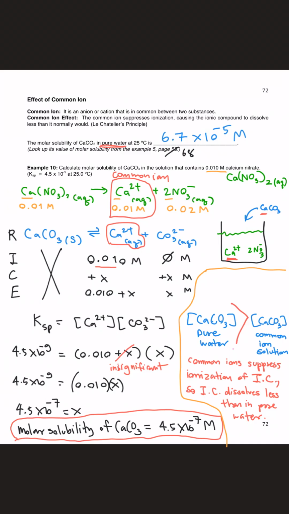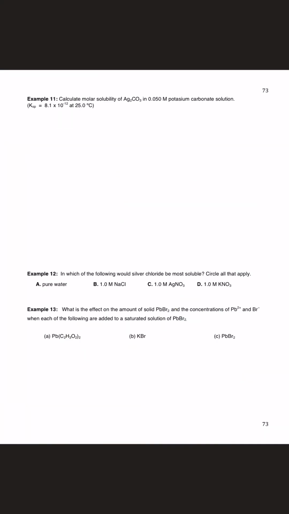And for pure water, in the absence of the common ion effect, the reaction is not at equilibrium yet. Therefore, the calcium carbonate would be able to dissolve more in order to establish the equilibrium by producing the calcium and carbonate ion. Next example, 11.